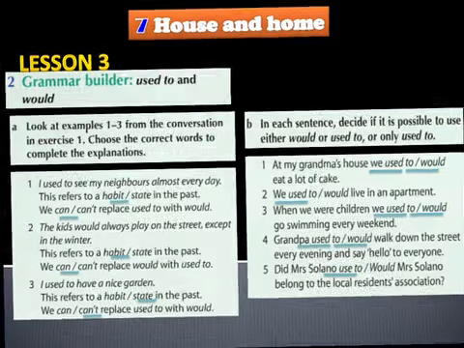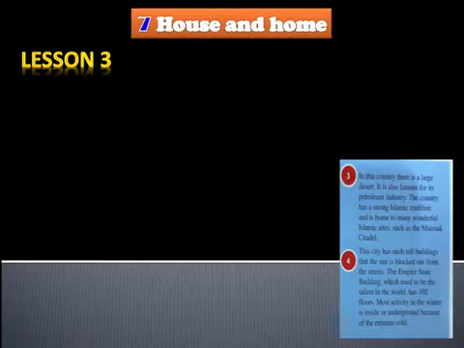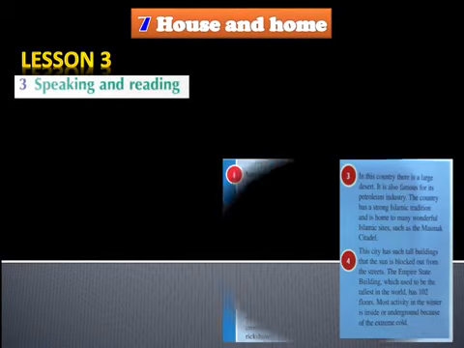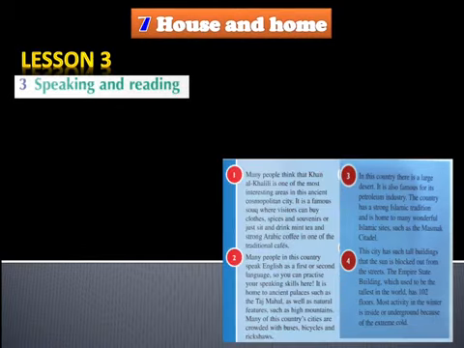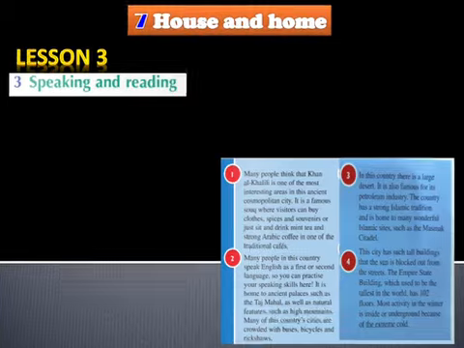Let's move to page 63. Here we have four paragraphs. Paragraph 1. Many people think that Khan al-Khalili. Where is Khan al-Khalili? It is a famous place in, of course, Egypt, in Cairo, as I think. In Cairo, Egypt.